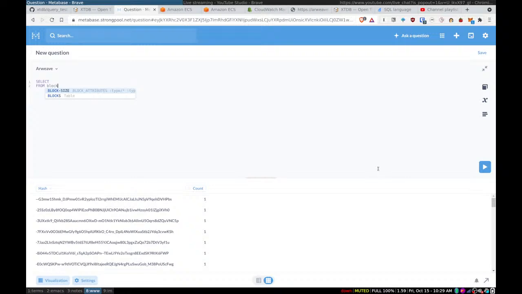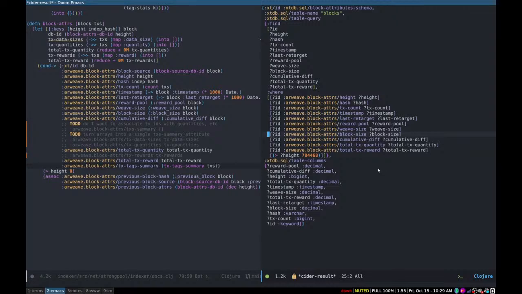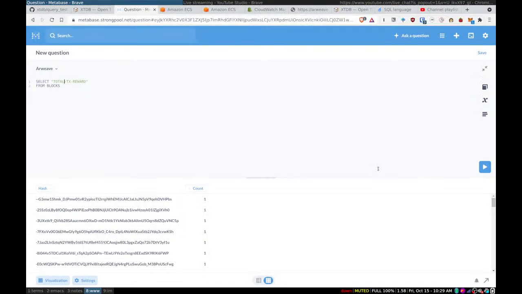From blocks, total TX reward. Probably have to quote that. I may change those to underscores. I thought that XT automatically changed those to underscores. I thought I had read that somewhere, but maybe that was something they went back on or decided is a bad idea, or I'm just totally misremembering, which is completely possible.